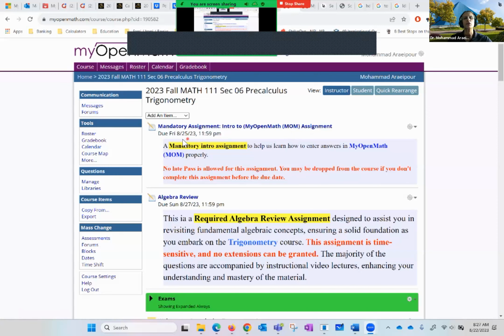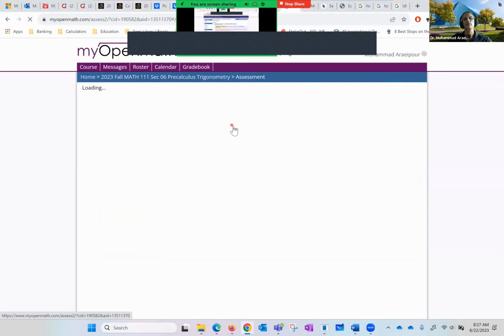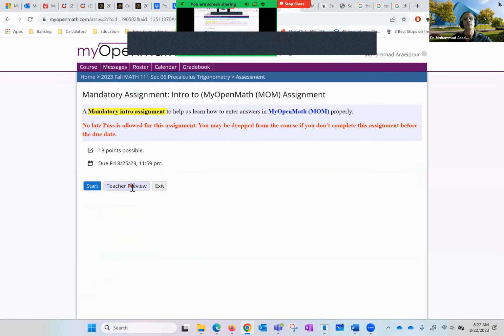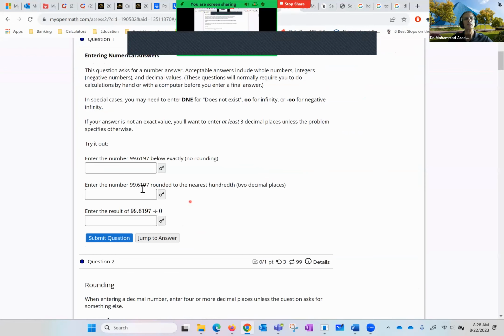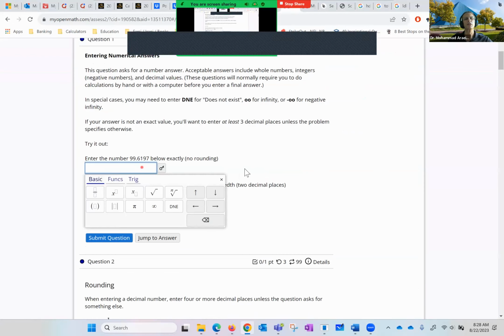And notice it's due in a couple of days, everybody. It has to be done. It has to be started today. So basically, it's very simple. It tells you how to deal with My Open Math. So for example, it says enter this number, just the way it is, 99.6197.